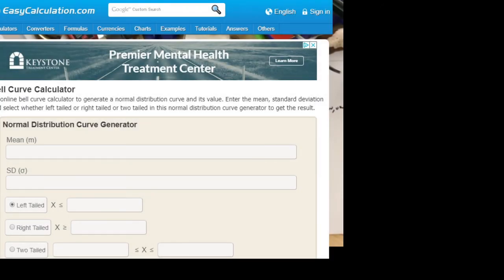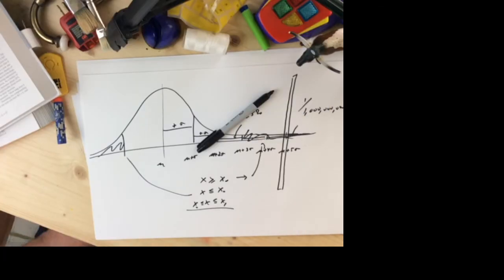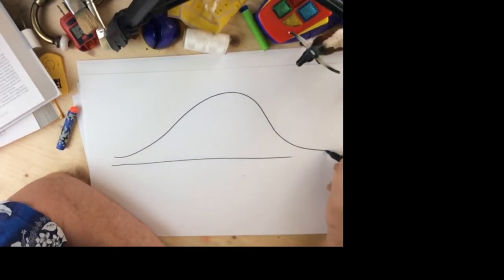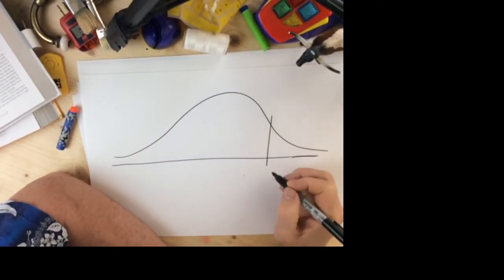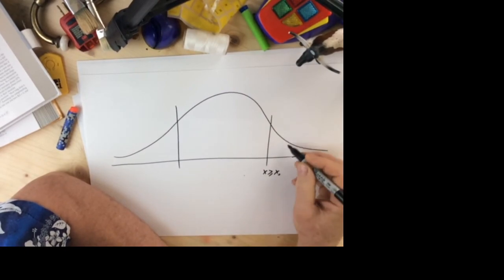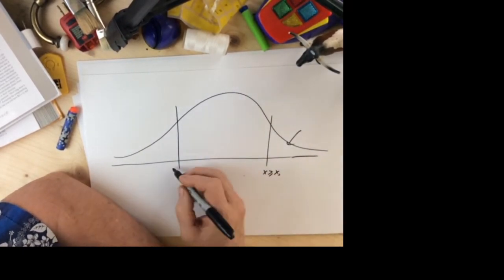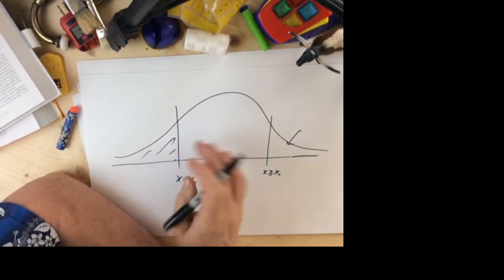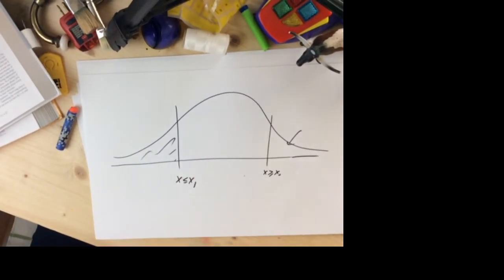Let's go back, get rid of this. Get rid of that. So once again, on almost every single normal calculation, it's either bigger than a value, this area, less than a value, an area like this, or between 2 values, or outside 2 values.